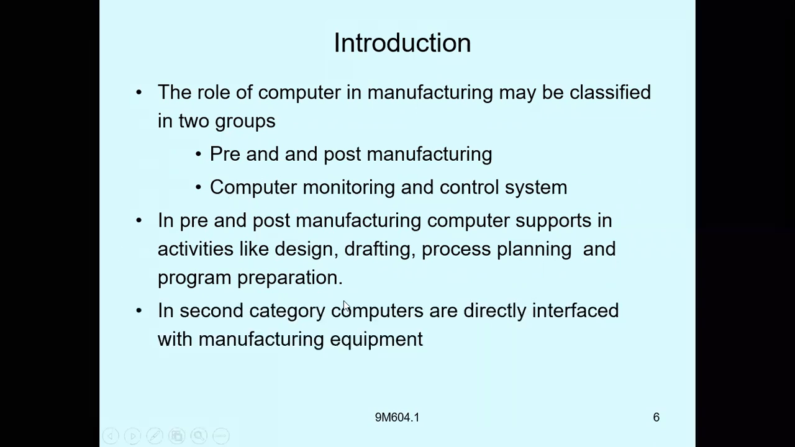But in the second category, computers are directly interfaced with the manufacturing systems. So they are directly connected with the manufacturing equipment, and online monitoring. That means computer monitoring while manufacturing will be done; while the manufacturing is going on, we can do the monitoring and we can control the parameters. That is, direct interfacing will be done in the second category. So these are the two categories that can be used in manufacturing by using a computer.